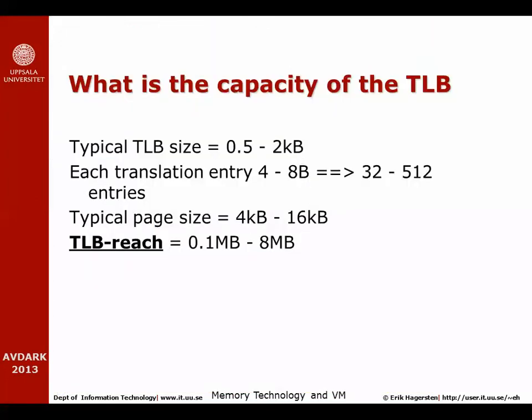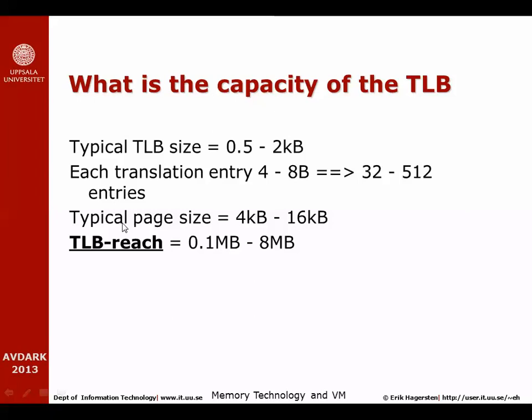So lastly, we're going to talk about the capacity of the TLB. The size of that cache itself is probably maybe half a kilobyte to 2 kilobytes. They are fairly small because they have to be accessed very, very quickly. Each translation entry holds the PTE, page table entry, maybe 4 bytes or maybe 8 bytes, depending on how much protection and other things you have in there. So given these cache sizes, you will get between 32 and 512 TLB entries, or different address translations that can be stored at the same time.